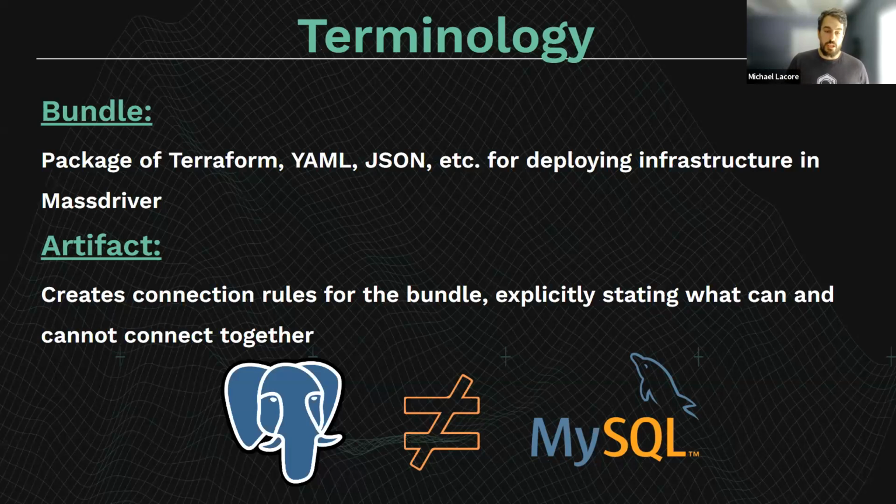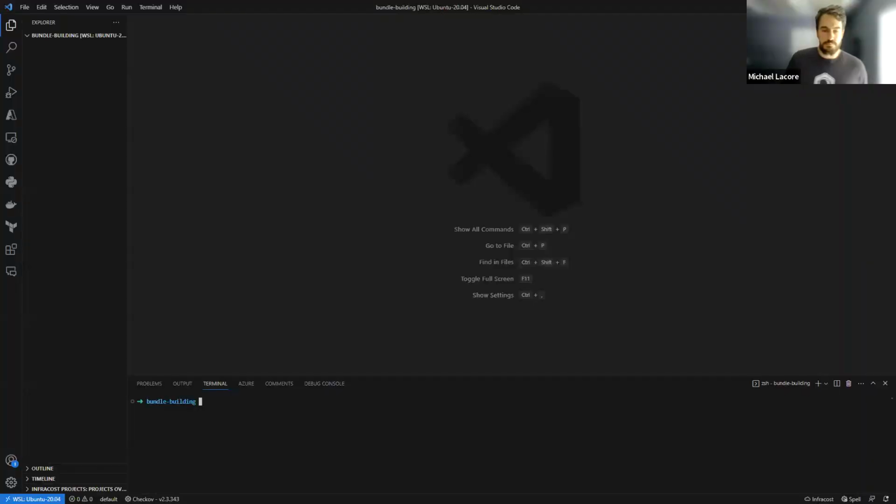We'll also create an artifact. Artifacts create connection rules for the bundles. They explicitly say what can and cannot be connected together. If my application expects a Postgres database, I don't want my team to accidentally attach a MySQL database instead. All right, without further ado, let's create a bundle.